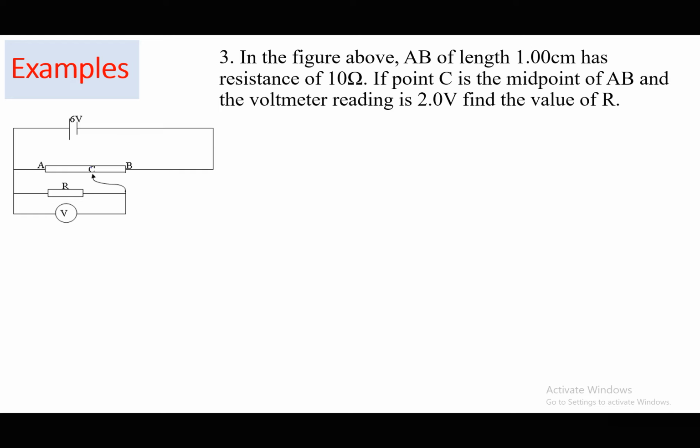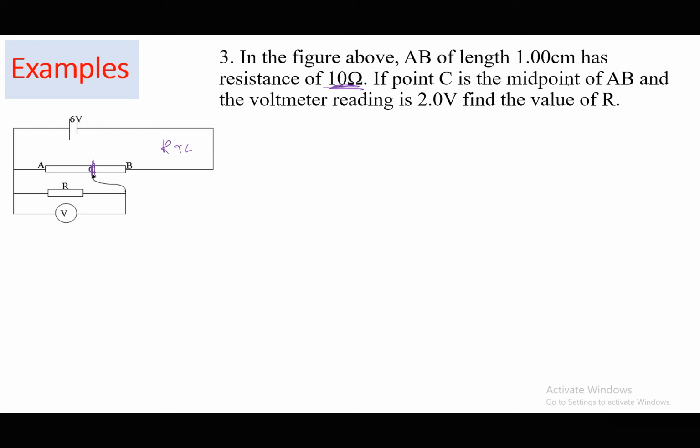So if this is the midpoint, of course it means the resistance of SC should be the same as the resistance of CB, because resistance is directly proportional to length. So if this has been divided into two parts, then the resistance of SC should be the same as the resistance of CB. And the whole resistance of the whole wire was 10 ohms, I think.